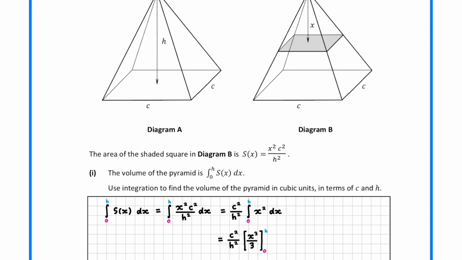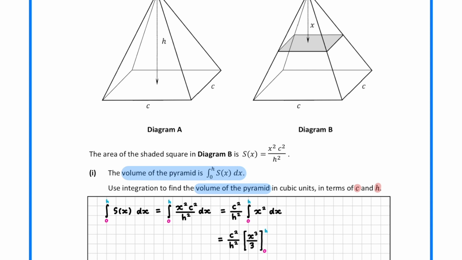In part E, we must find the volume of a pyramid in terms of the constants c and h. We're given an expression for the volume. It's the integral from 0 to h of s of x. So the question simply boils down to calculating this integral.